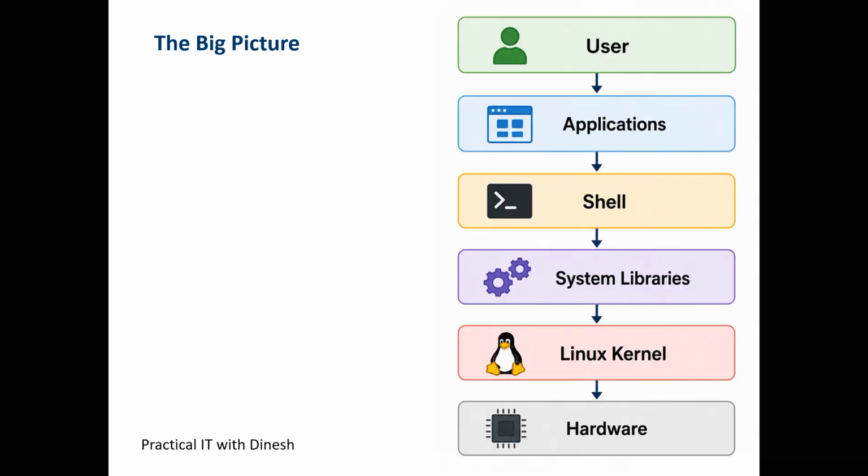At a high level, we can think of Linux as several layers. We interact with applications and the shell. Applications use system libraries and system calls to request services from the Linux kernel. The kernel manages the underlying hardware. We will look at these layers one by one.